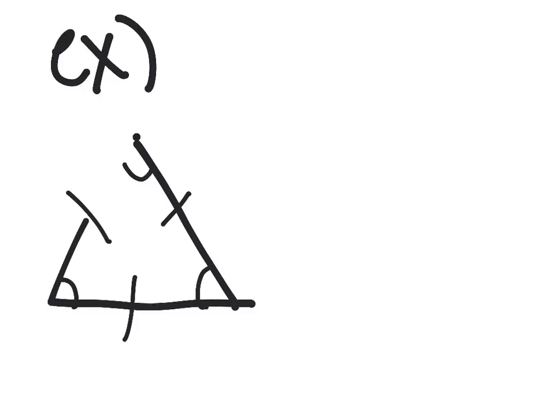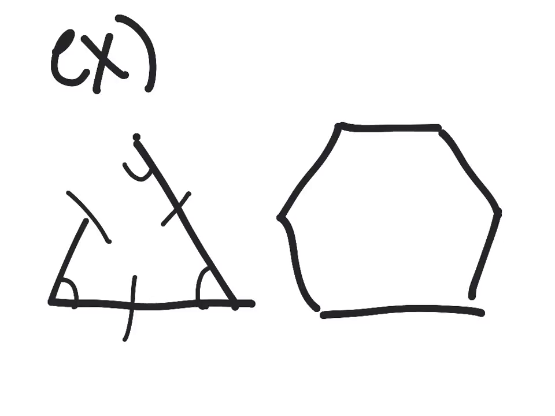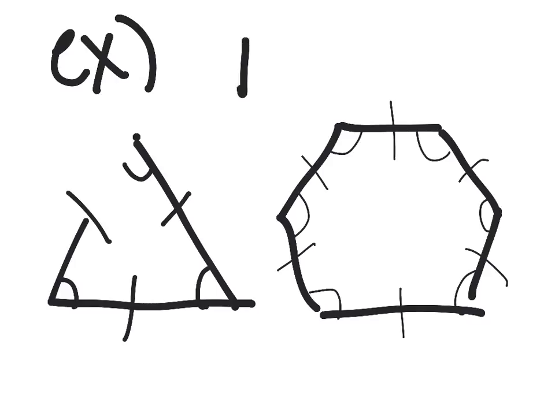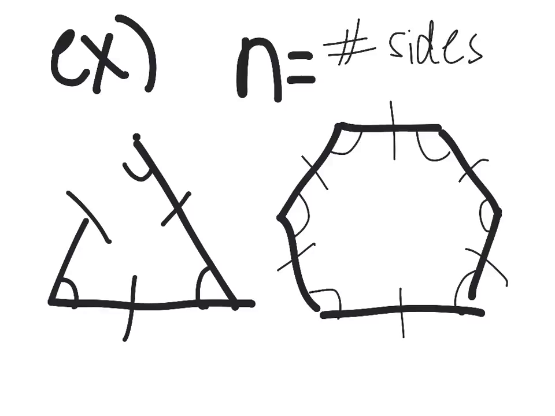And another example is a hexagon. Since it's a regular polygon, that means all 6 sides of the hexagon are the same length, and all the angles are the same as well. So a regular polygon can be applied to any polygon of any number of sides and angles. Right now, n represents the number of sides and angles.